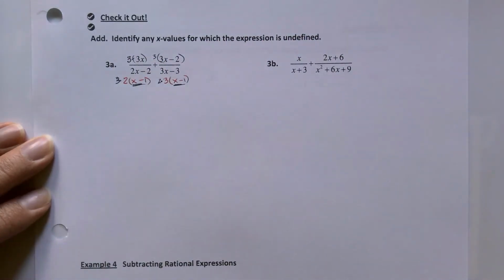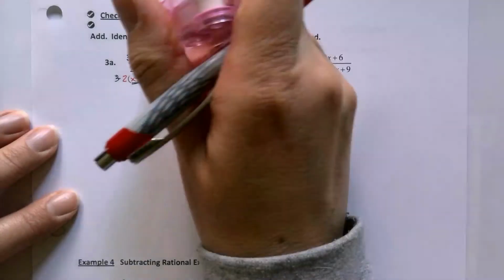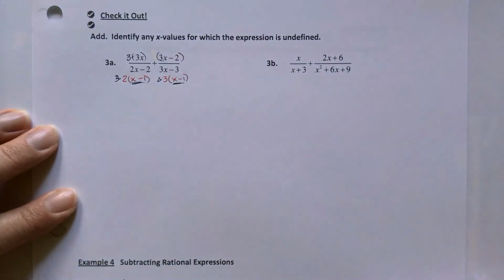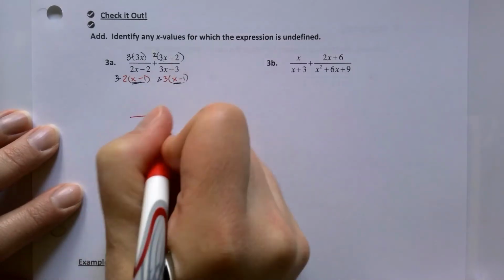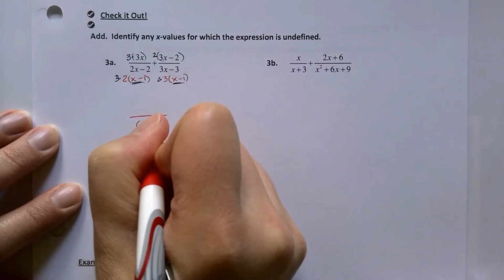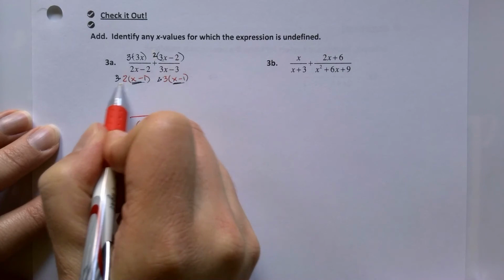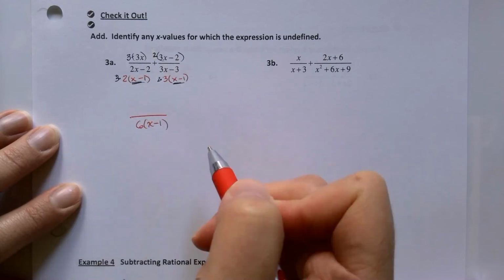And I just wrote a 3 there. So again, whatever you do to the bottom, you do to the top. So that made it a lot easier. So right now, what is my common denominator? It is 6 and then x minus 1. There's my 6, there's my 6. They both have the x minus 1.